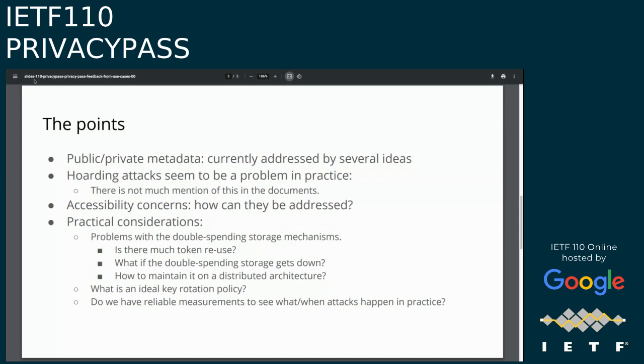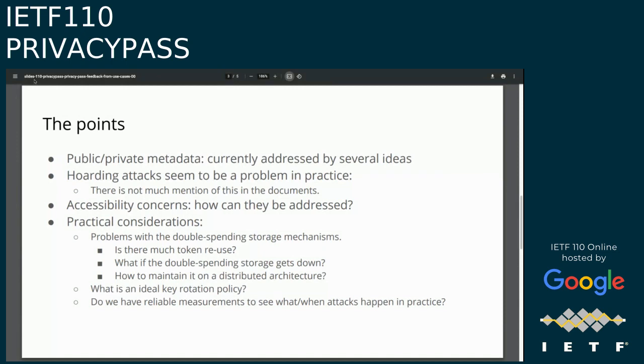In practical considerations, there was a lot of talking about the double spending storage mechanism. This is basically a database in which you store all of the tokens that are spent, so you can later check against this storage to see if the token has been spent in the past and cannot be spent anymore, and so try to solve the problem of double spending. In practice, it seems really difficult to implement this mechanism in the safest way. At least that was the feedback. And it's specifically difficult to implement in the case of distributed architecture.